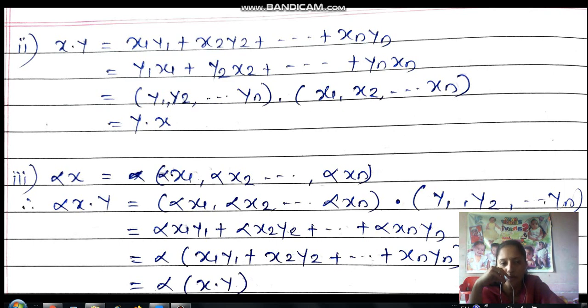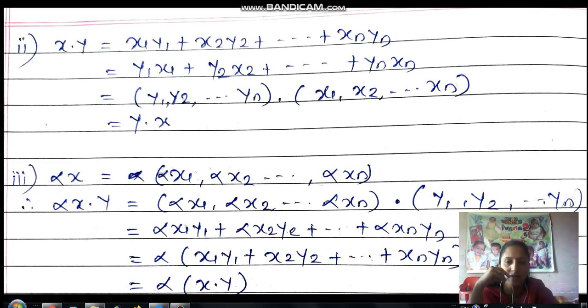So by the definition of dot product we can write alpha x1 y1 plus alpha x2 y2 plus and so on alpha xn yn. Alpha is a scalar, so take it outside as a common factor from each term. We get alpha in bracket x1 y1 plus x2 y2 plus and so on xn yn. So in the bracket we get the definition of dot product of x with y. So alpha x dot y is equal to alpha into x dot y. So here the third property of inner product is satisfied.